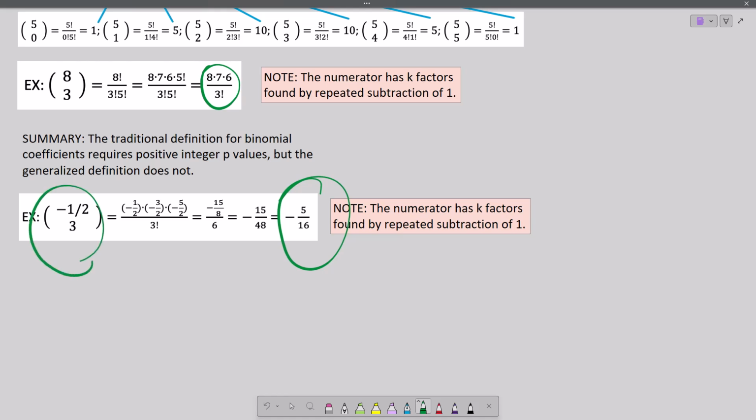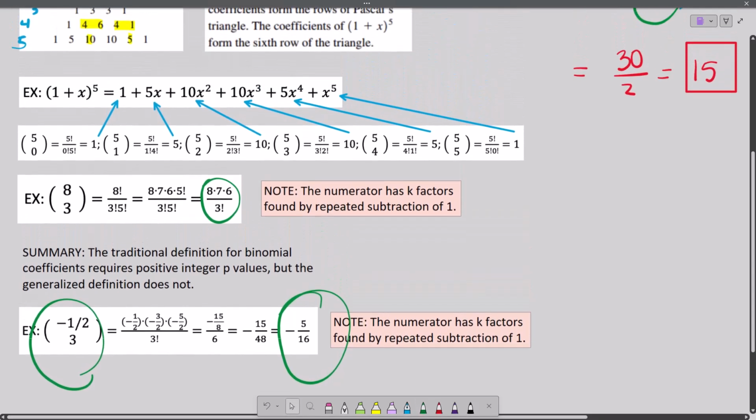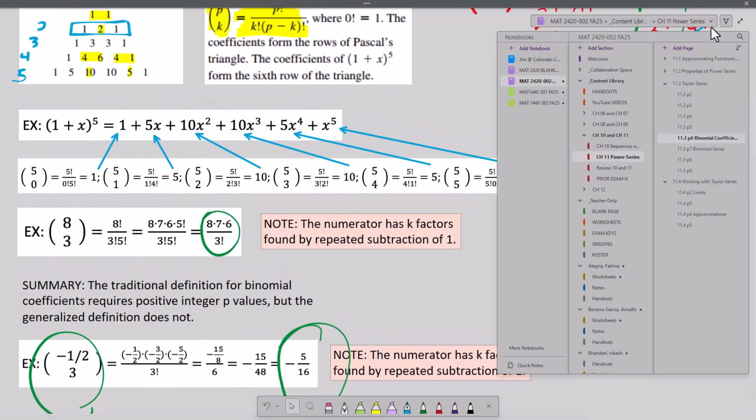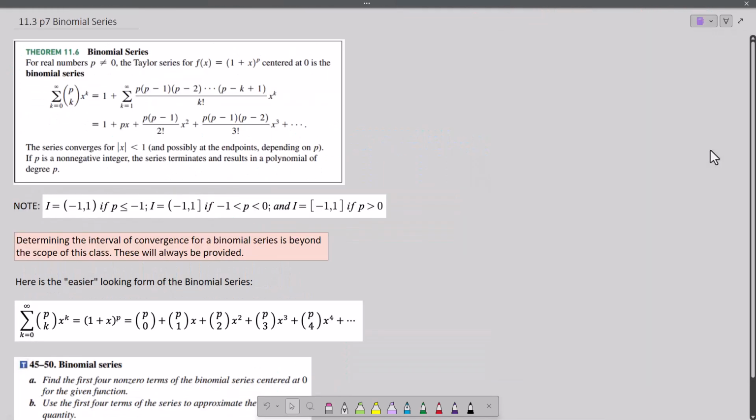binomial coefficient that's not really a binomial coefficient anymore because we don't have a positive integer in that top position. But it generalizes what these coefficients do, which leads us to a little more madness called the binomial series. So that is the binomial series. That I would never suggest memorizing. It looks horrendous.